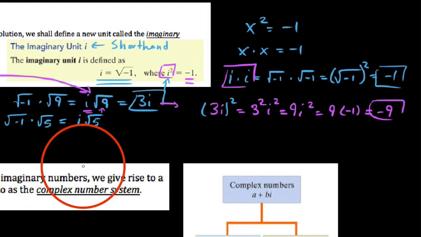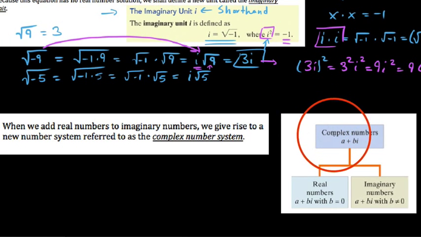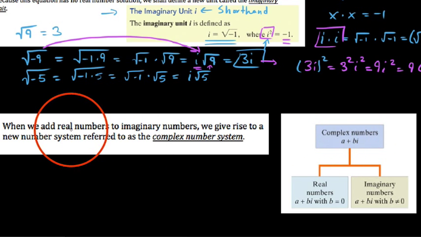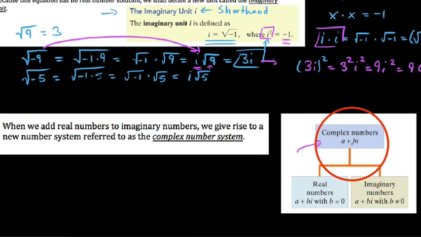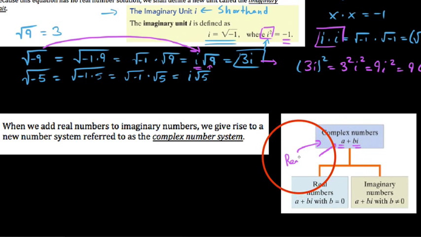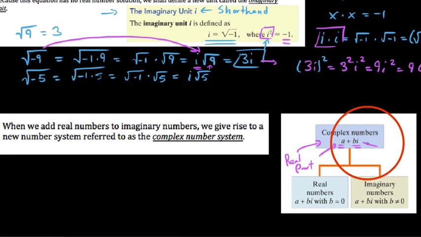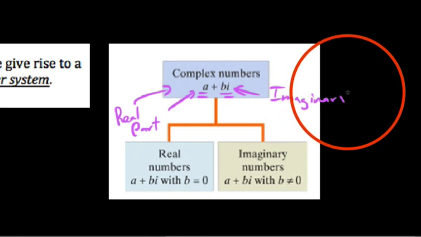So what causes us to have what we call the complex number system? What I want everybody to notice here is this. We say that when we add real numbers to imaginary numbers, we give rise to a new number system. We refer to this as the complex number system. Looking over here to the right, complex numbers really are just some a plus some bi part, where we're going to refer to a as the real part. That's the real number that we're adding into this. And if we add that to an imaginary number, the imaginary part is the b part.